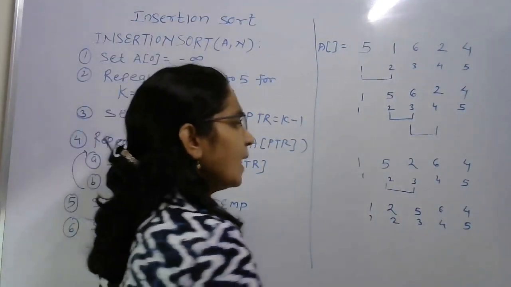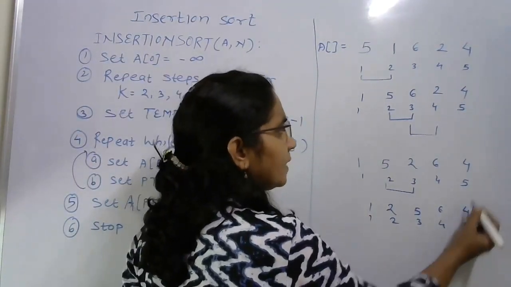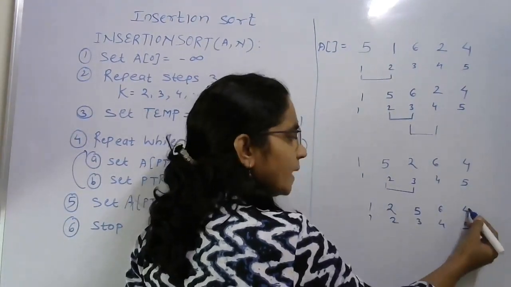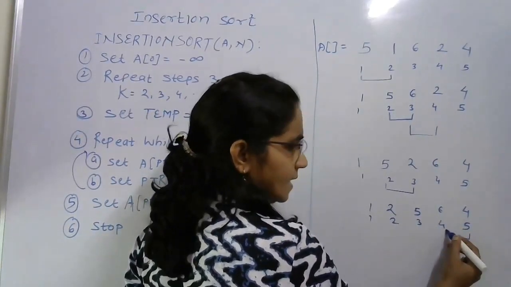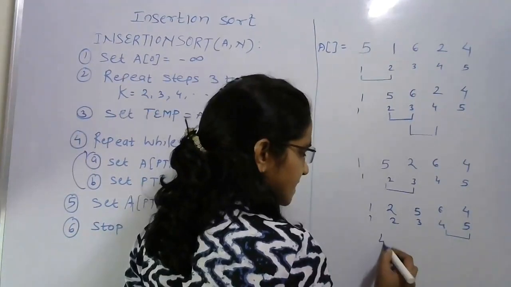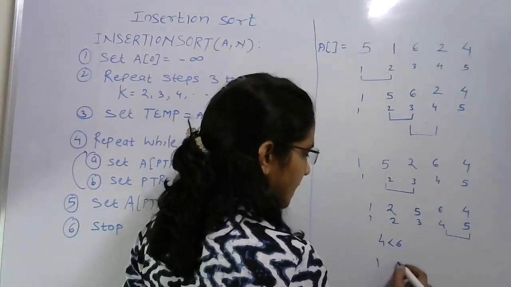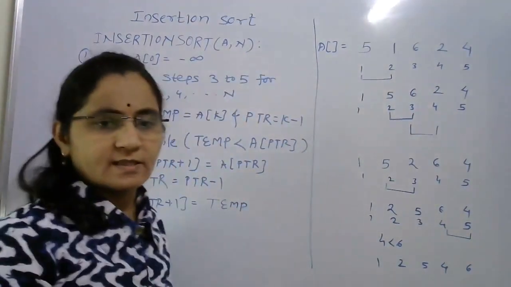Okay. Now when I go to the last element, after this 2, the next element is 4. So when the 4 is inserted, it is checked with all the previous elements. So is 4 less than 6? Yes, if the 4 is less than 6, then interchange the positions. So 1, 2, 5, 4 and then 6.